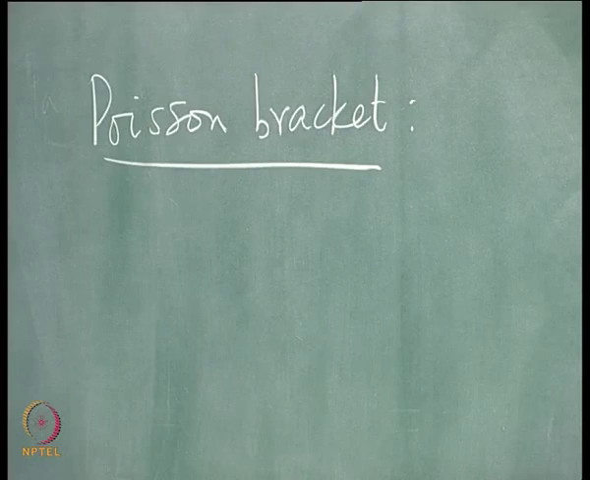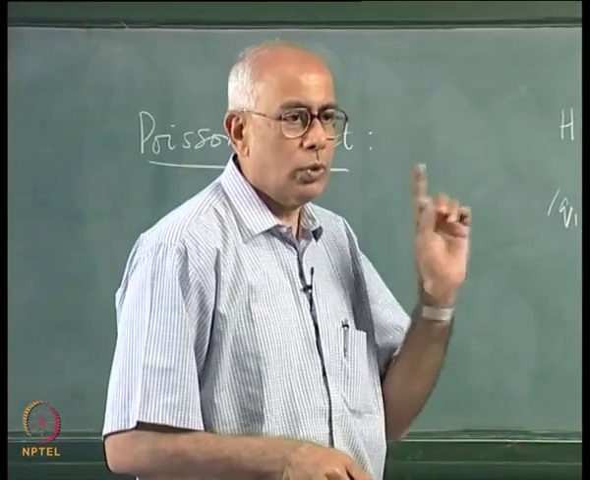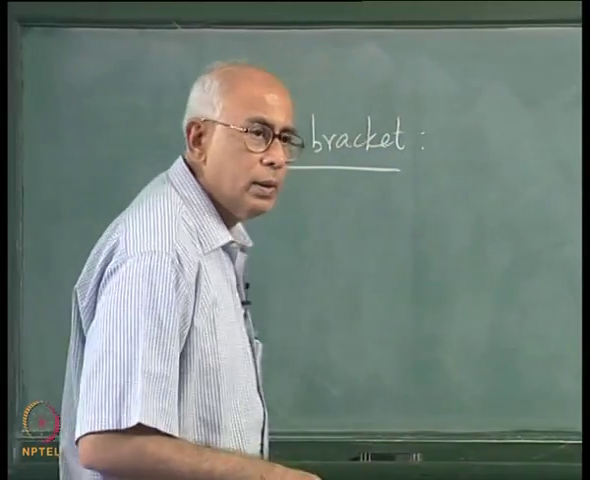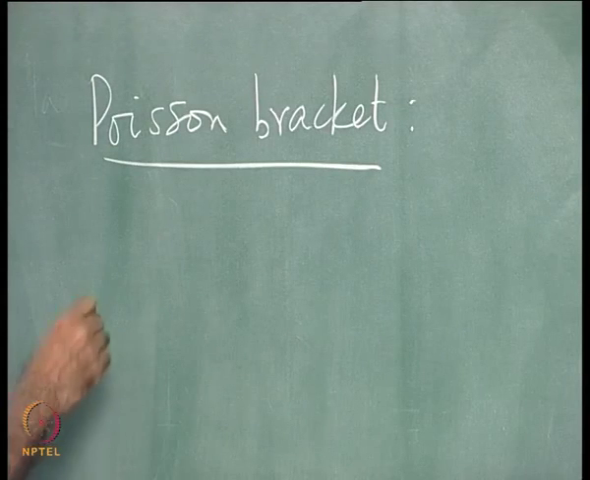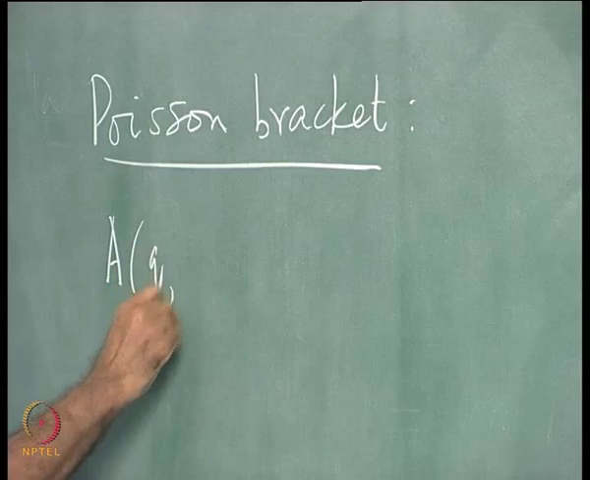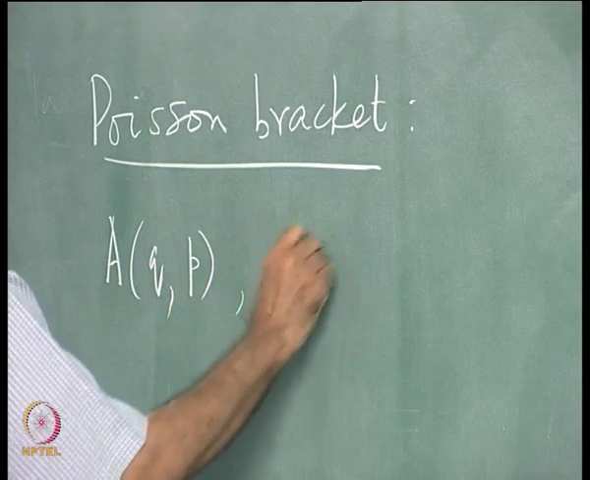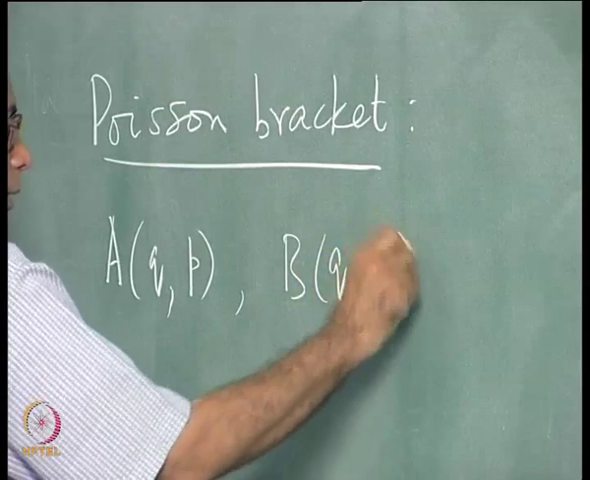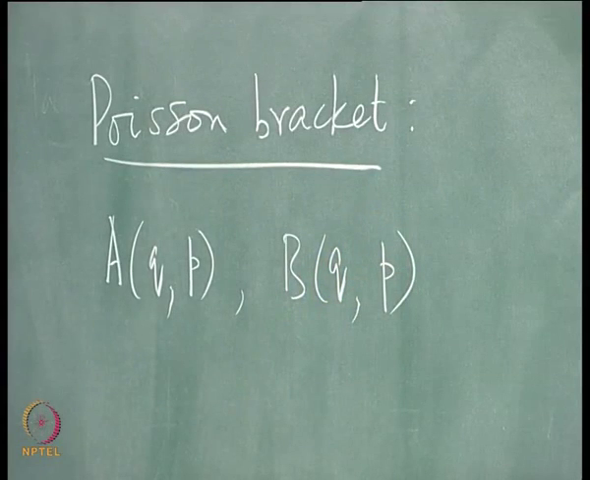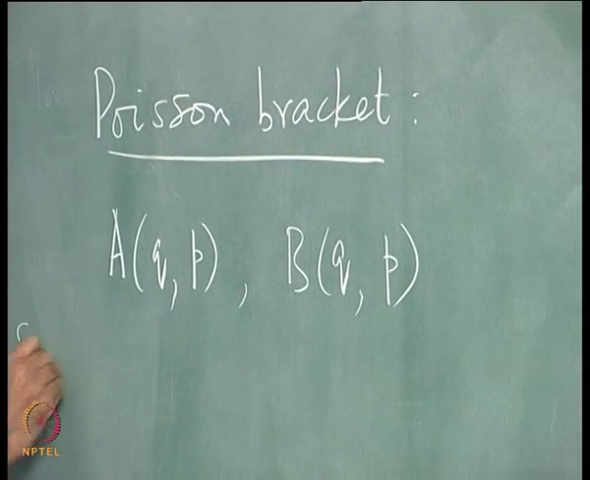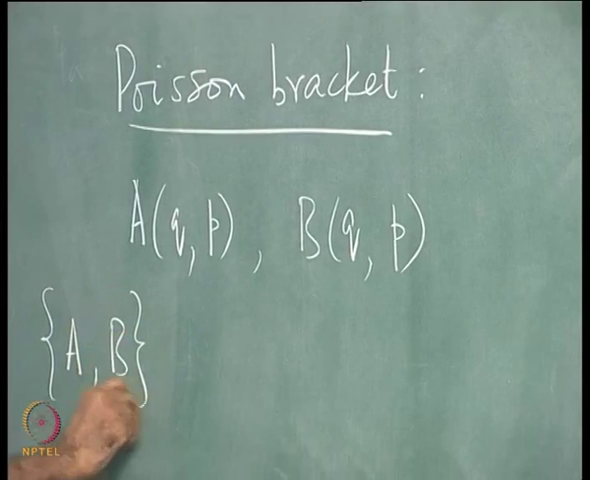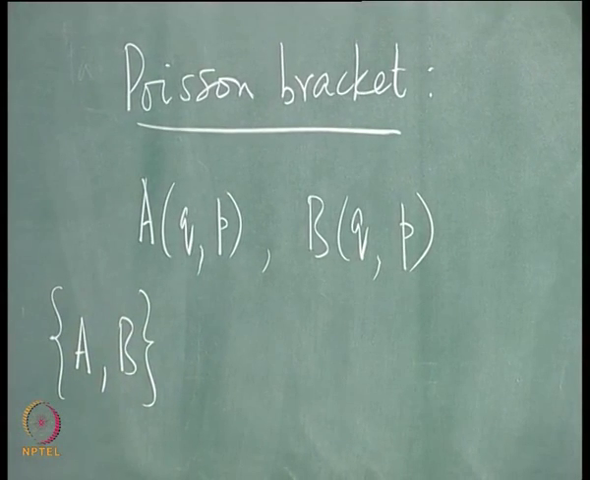Given the dynamical variables Q1 through Qn and P1 through Pn, if I look at any function of these dynamical variables, let us call it A of Q and P, and any other function of all the dynamical variables, B of Q and P, then the Poisson bracket of A with B is denoted by curly brackets A comma B.